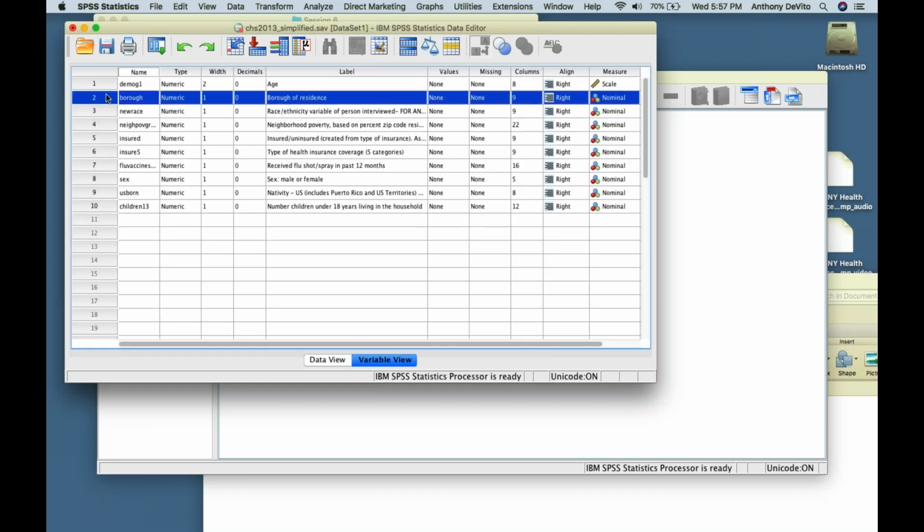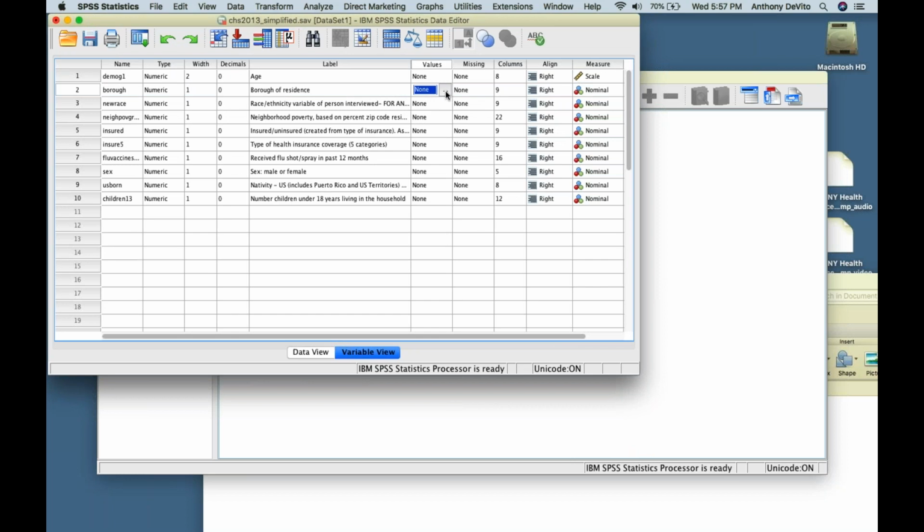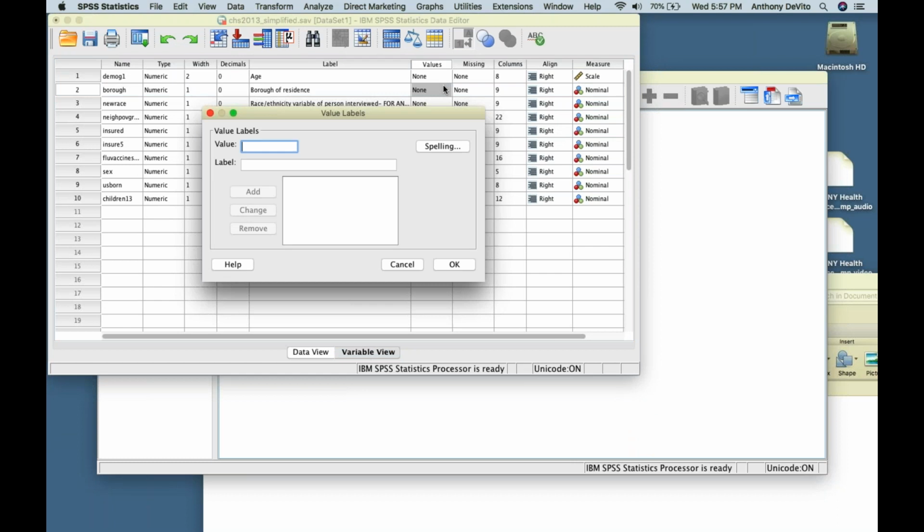And borough is a nominal variable. Brooklyn, Queens, Staten Island, and so on. Right? It's a nominal variable. So we go over to the values column. We click in there. You'll notice that a little gray box opens to the right of that. You can click on that, and now you can start to add values for the borough. You can tell SPSS what 1 represents, what 2 represents, what 3 represents.